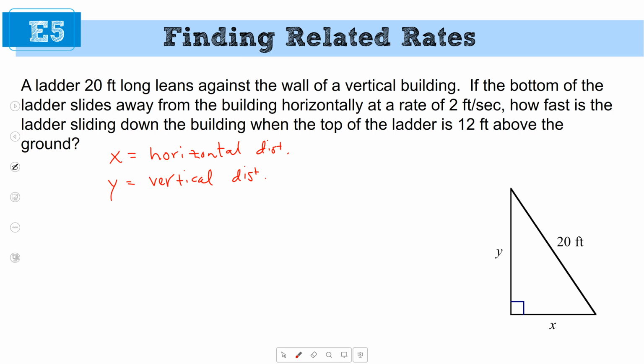Step three, what do I know? What am I solving for? The 20-foot ladder I already have incorporated. If the bottom of the ladder slides away from the building horizontally at a rate of 2 feet per second, what is that 2 feet per second? dx dt. Is that value positive or negative? Positive, because it's getting bigger. 2 feet per second.